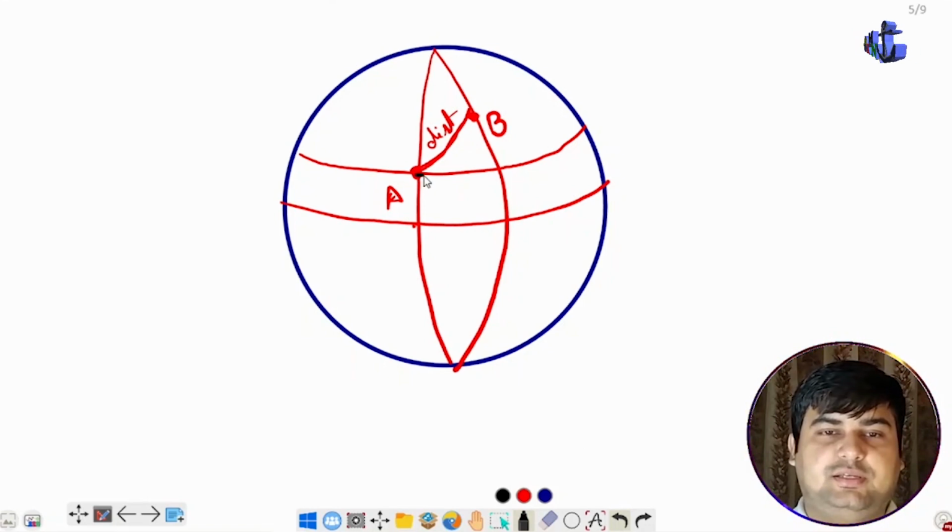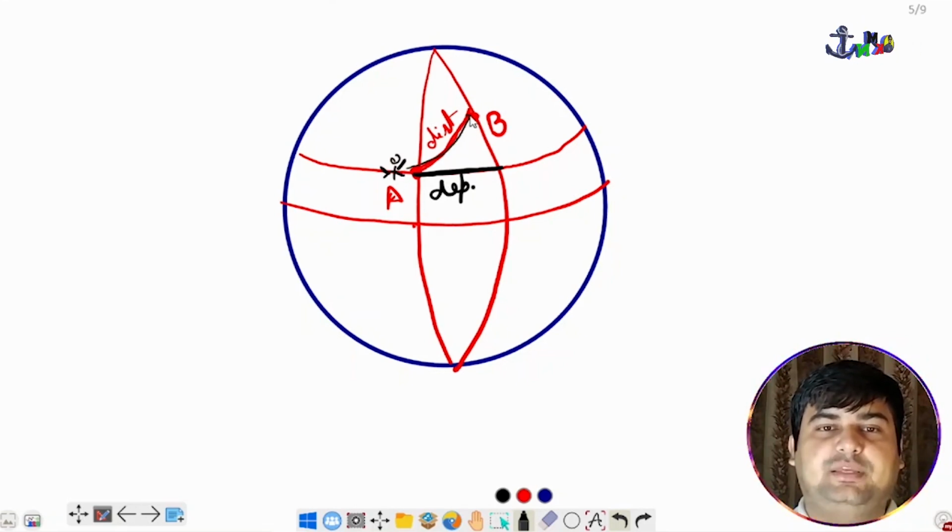And what it is traveling from east to west is called the departure. So if you travel from A to B, this is called distance and this is called departure. The effective distance moved either east or west is called departure. So this we are using in our terrestrial navigation. That's why this concept should be clear.